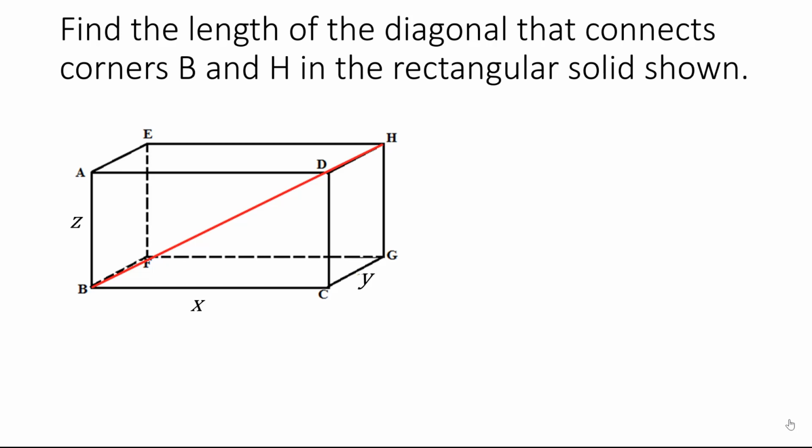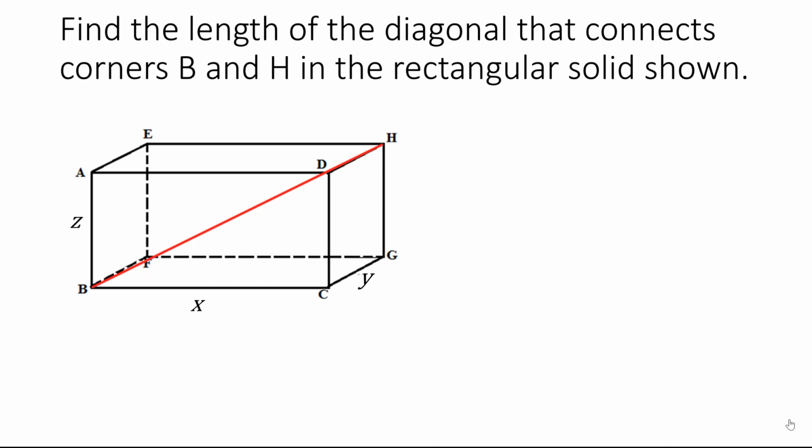Okay, this says find the length of the diagonal that connects corners B and H in the rectangular solid shown. So you have this rectangular solid and you're looking for the length of its diagonal, which goes from the front lower vertex up to the top back vertex. So it's going through the space inside that box.